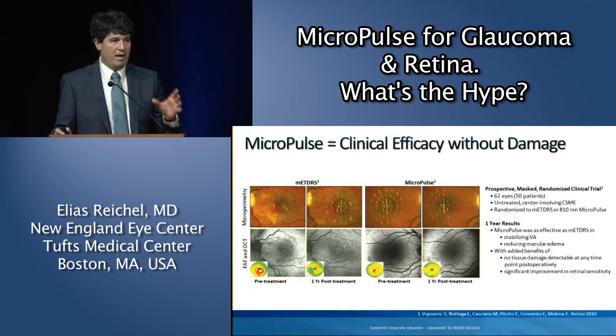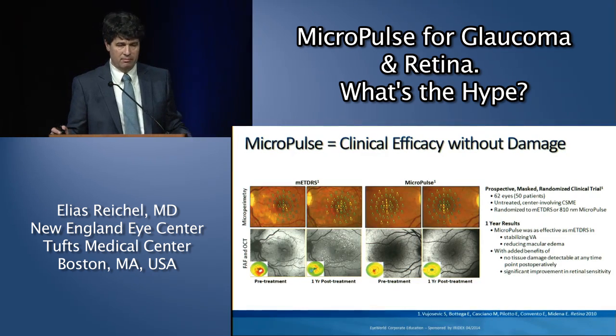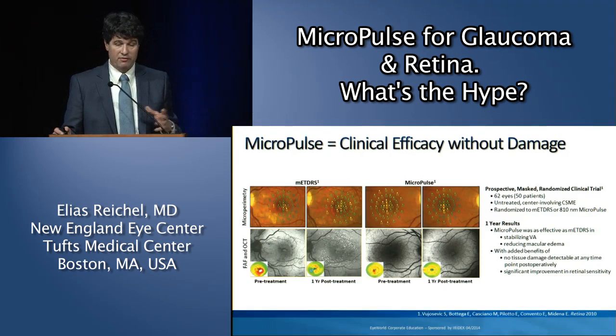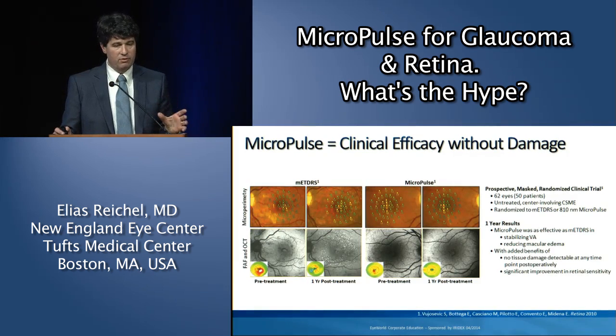So the next few panels are going to really look at the use of the infrared laser, the 810 nanometer laser, for doing micropulsing. So this is a little bit dated, but it's very important information, and this was done by Vujosevic in 2010. It was published in Retina. And what they did was they compared modified ETDRS laser photocoagulation with conventional laser compared to 810 nanometer micropulsing. And you can see here on the left-hand side, the modified ETDRS, that macular edema gets better. Laser works, conventional laser works, but look at the retinal sensitivities.